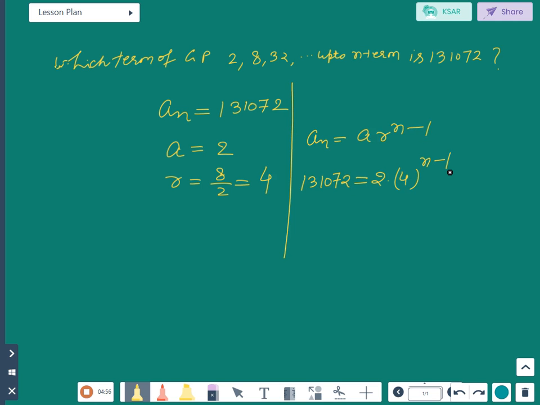Is it clear? Now you shall factorize. Dividing 131072 by 2 gives 65536, and continuing with the prime factorization, this equals 4 power n minus 1. Now you just split it. How much is the index of 4? It is 4 power 8.